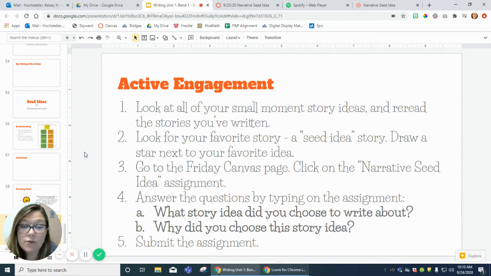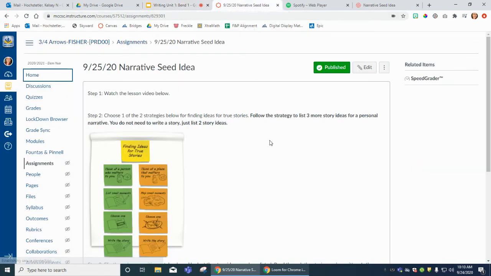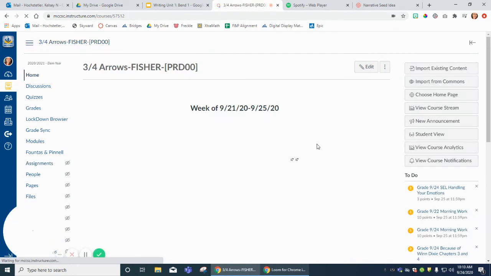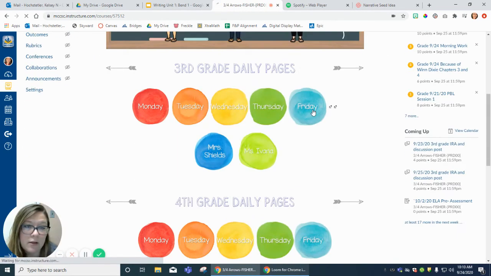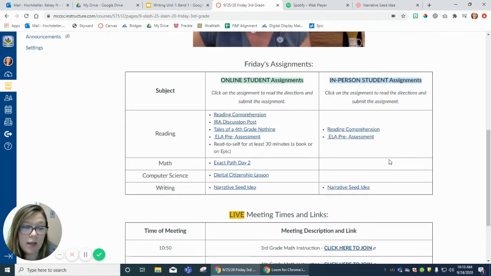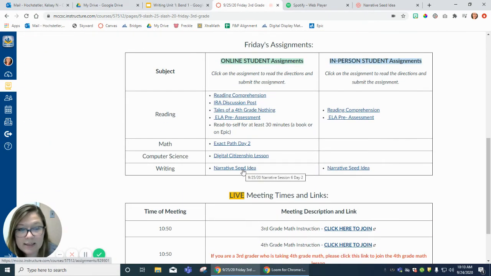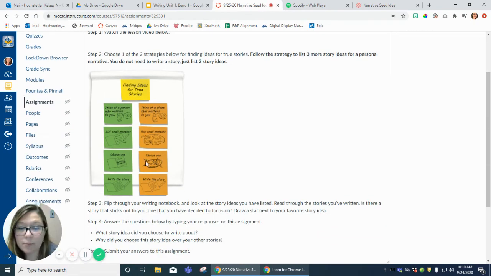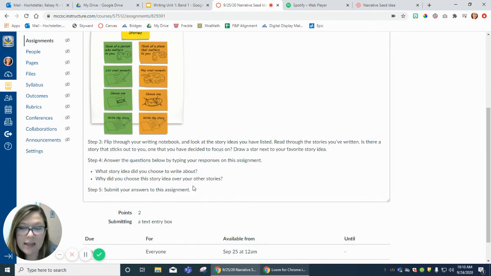And then I would go to the Friday Canvas page because there is an assignment that I want you to turn in today. So I'm going to switch gears and go to Canvas. So if you click home and then go to a Friday page, it could be third or fourth grade page, and then go to the narrative seed idea assignment, click on that. It has the steps for completing the brainstorming part of this lesson. And then down here, it includes drawing a star next to your favorite story idea. But this is what you're turning in on Canvas today.